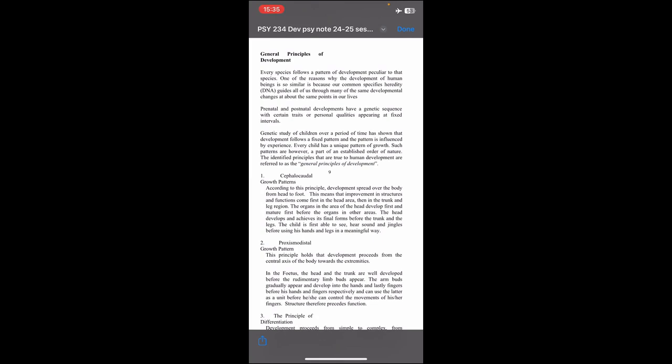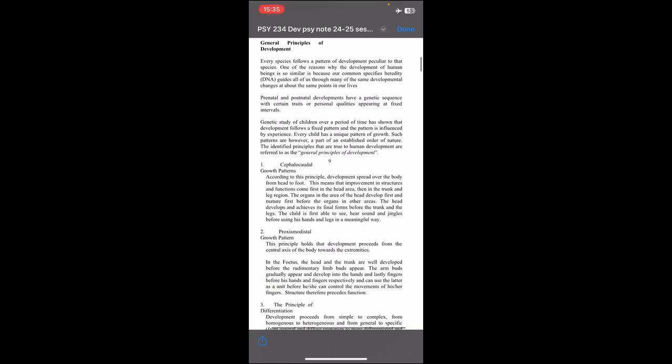General principles of development. Every species follows a pattern peculiar to that species. So the way humans grow from the womb will be different from the way another mammal or another species will grow. One of the reasons why development of human beings is so similar is because our common species hereditary DNA guides us all. So it's already encoded in your genes, in your DNA, how we are going to develop. So everybody develops the same way.